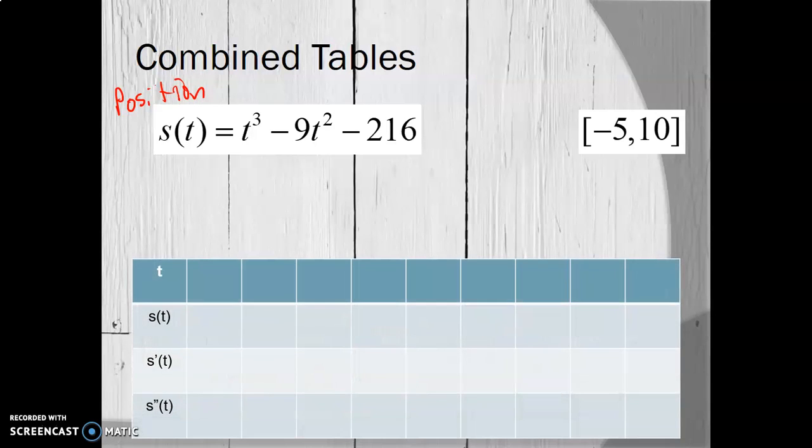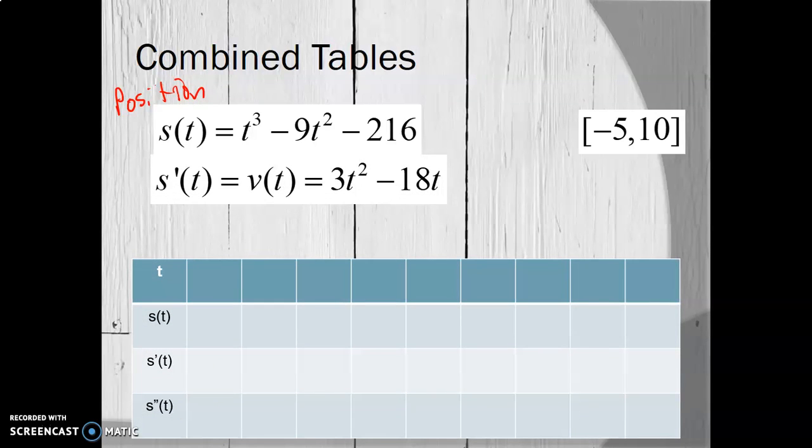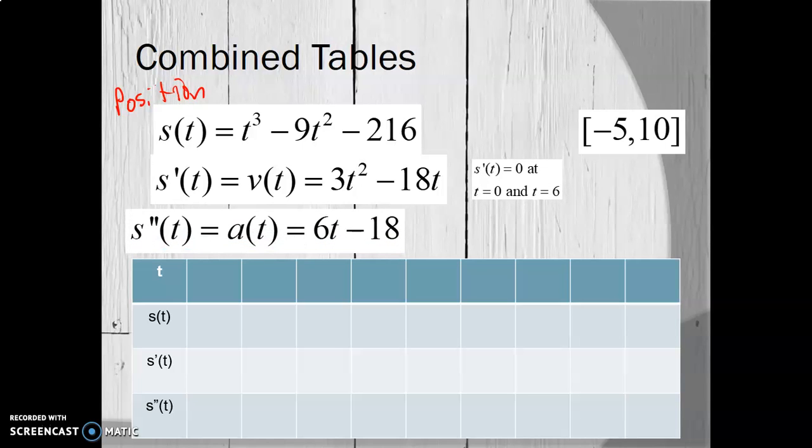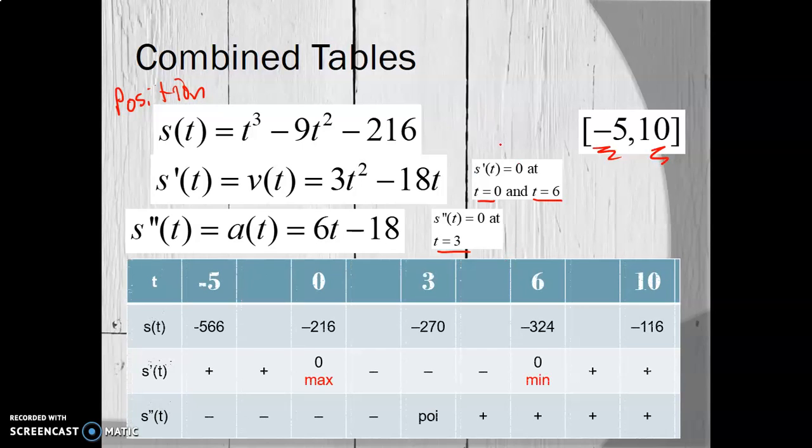So first derivative, you should have gotten that the velocity was 3t squared minus 18t. Second derivative, you should have gotten 6t minus 18, which is the acceleration. Now we can see that the first derivative is 0 when t is 0 and 6. The second derivative is 0 when t is 3. So 0, 6, 3, and then my two endpoints are the values that need to go into my table.